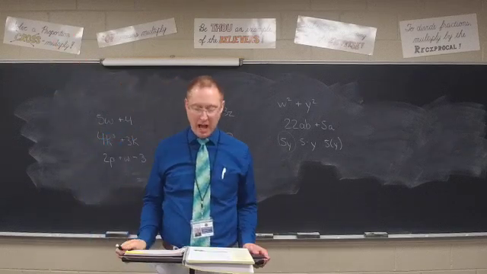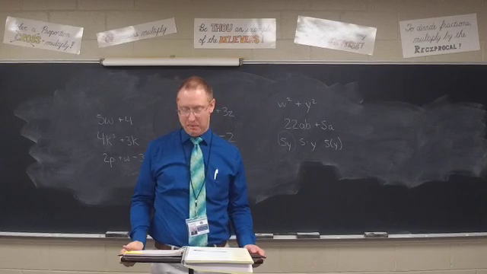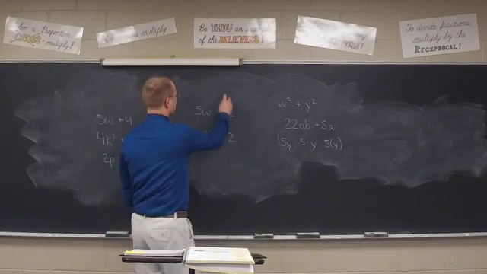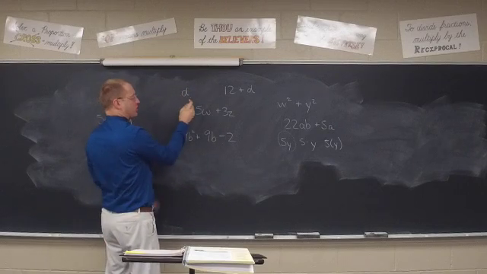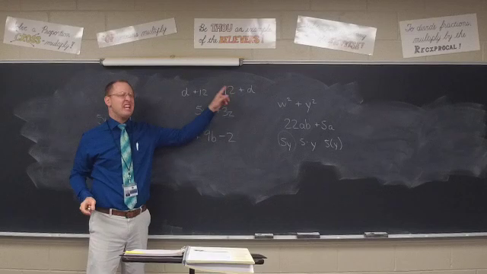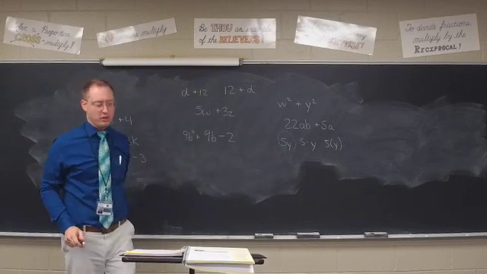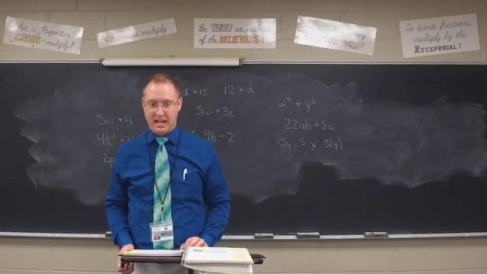Number 27, 12 added to d. How would I show 12 added to d? Ben? 12 plus d. Or you might be like, well, it sounds like we had the d first, and then to the d we added 12 more. Does it matter which way we write it, class? No. Technically, no. Addition's commutative. Either answer is good.